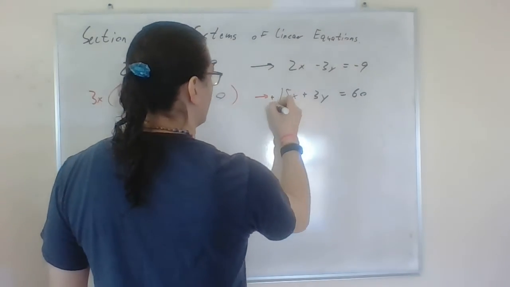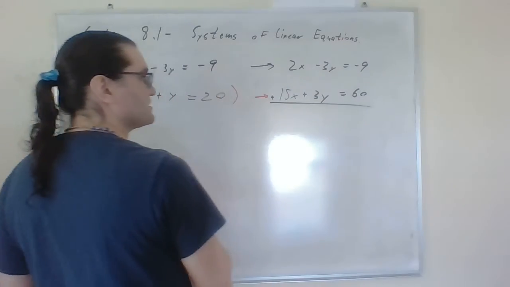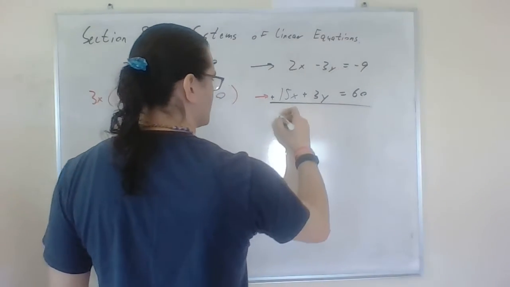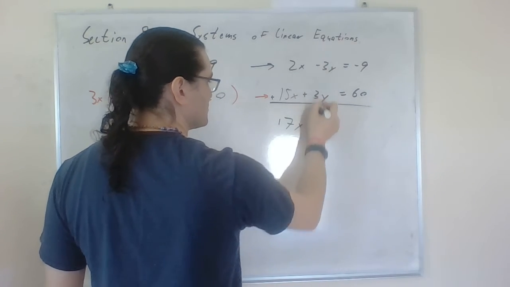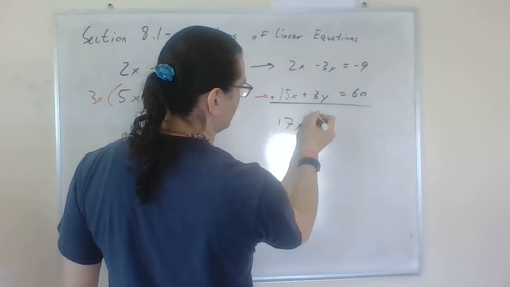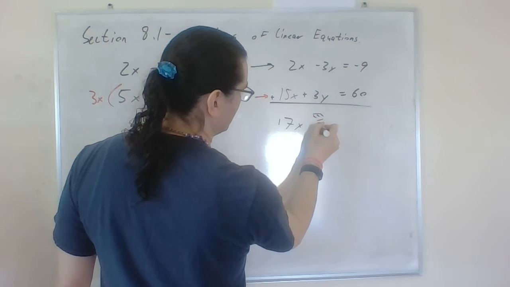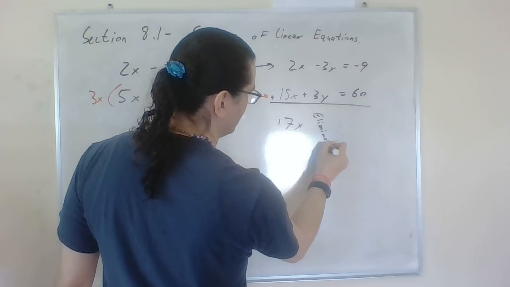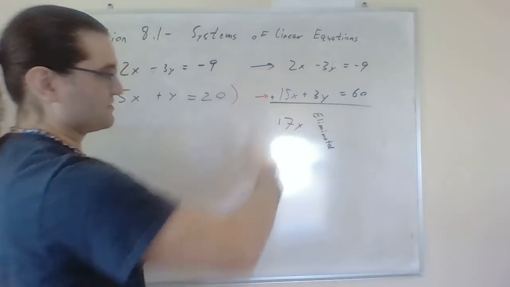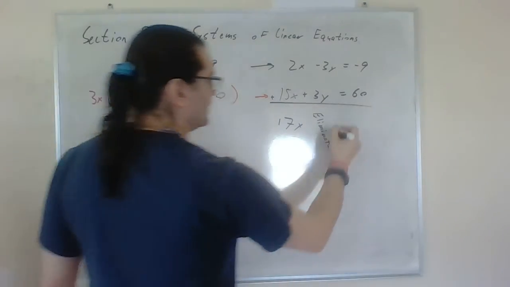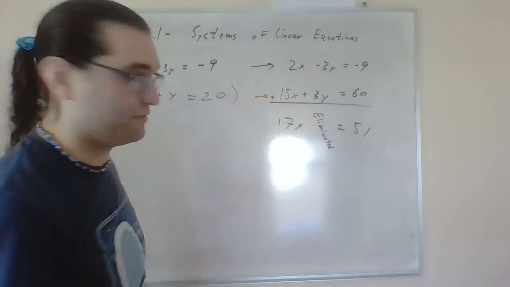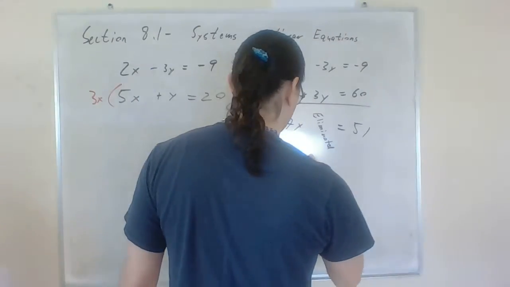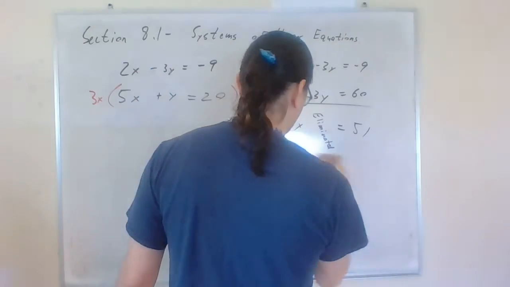Now, if we add these two equations together, this becomes 17x. This zeroes out. It's eliminated. Which is why this is called the elimination technique. And this is just 51, which hopefully looks really familiar. 17x equals 51. That's how we got x equals 3 in the last one.